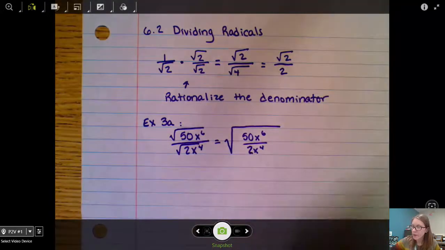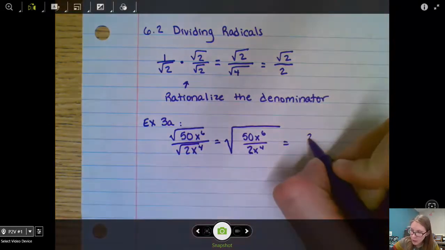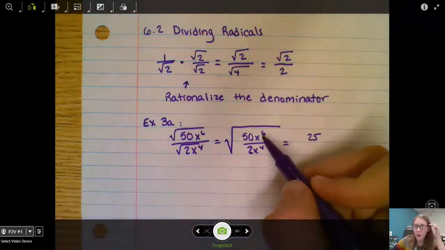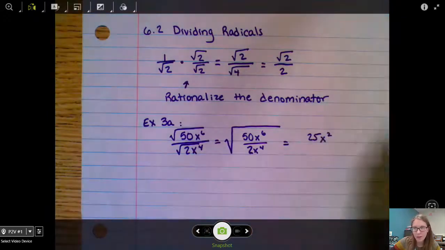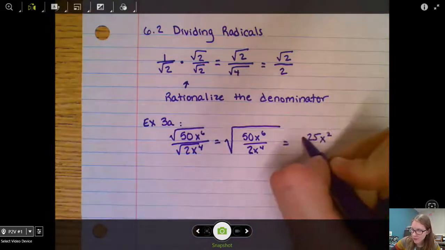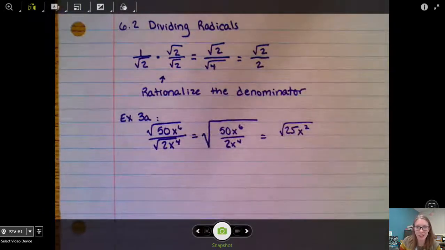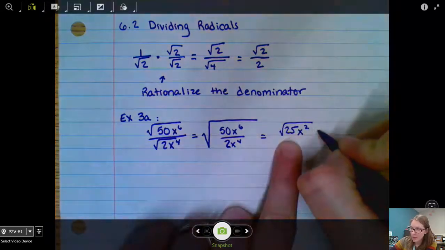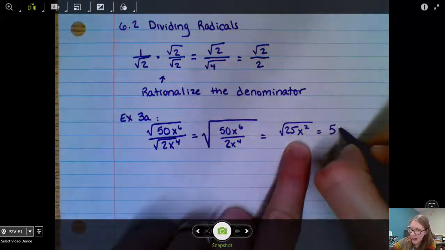Okay, so 50 over 2 is 25, and x to the 6th over x to the 4th is x squared. So I really end up with the square root of 25x squared after all that. Now this is really nice because I can square root each part now. The square root of 25 is 5. The square root of x squared is x.